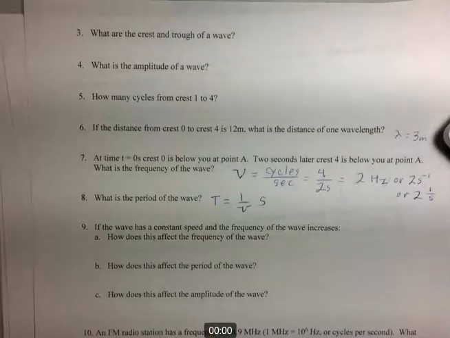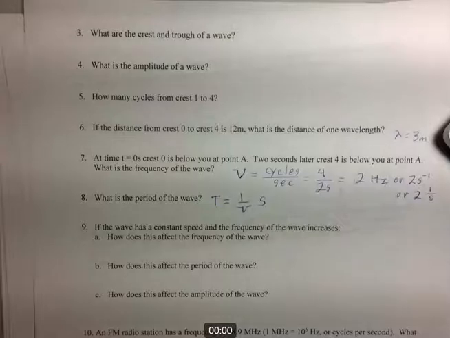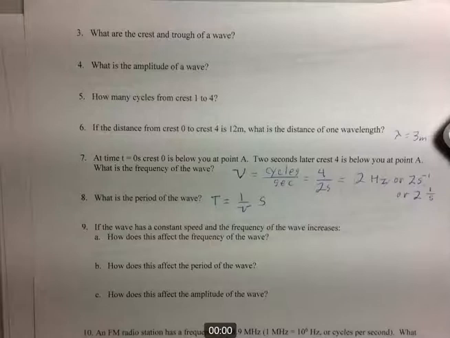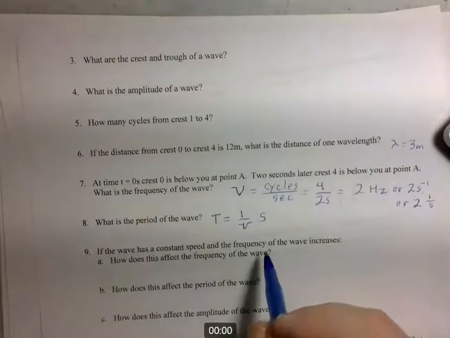Okay, let's keep moving. If a wave has a constant speed and the frequency of the wave increases, how does this affect the frequency of the wave? I think I was supposed to say, so let me change that. How does that affect the wavelength?